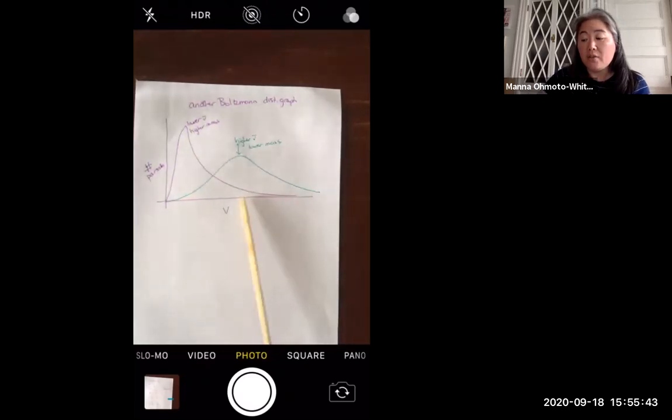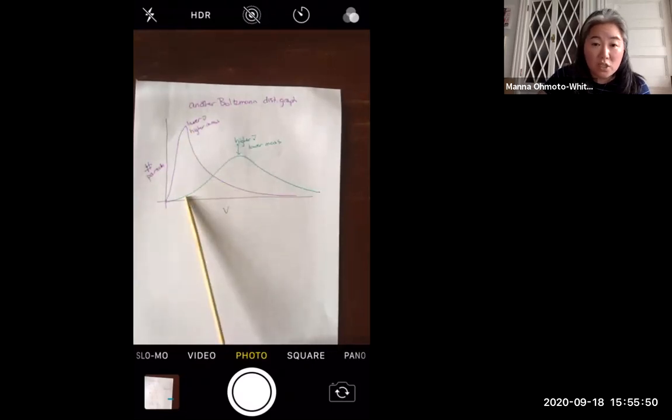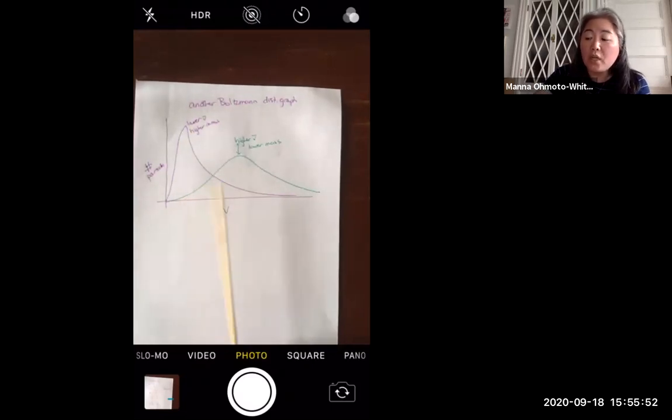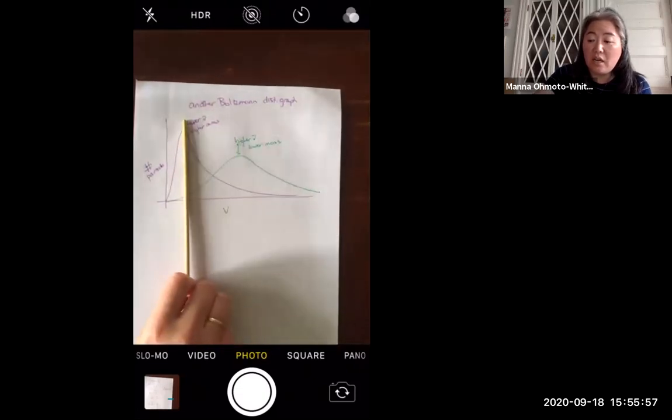Again, you might have some particles of purple gas that have a higher velocity at that point than the really slow particles of the green gas. We are looking at the peaks. So on average, the average velocity here and the average velocity here.